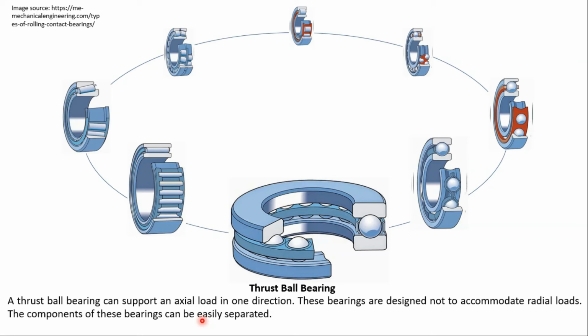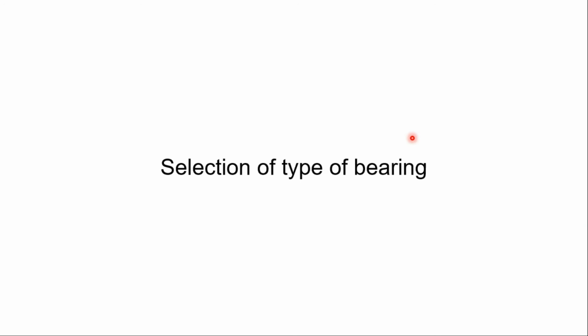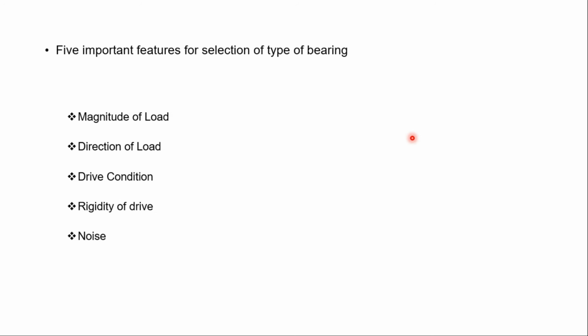The components of this bearing can be easily separated. Dismantling the thrust bearing is quite easy as compared to radial or roller ball bearings, you can say. So this was about different types of bearings. Now let's have a look at how we select the bearings for a particular application.